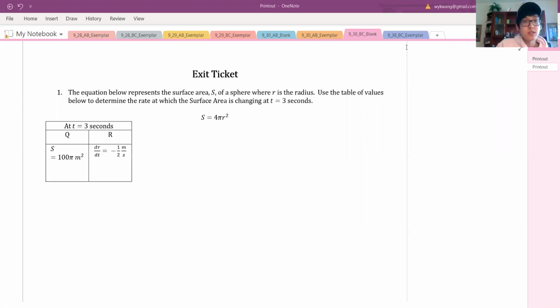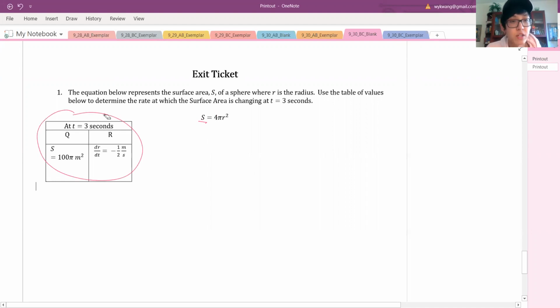So the first question is a related rates problem. It says the equation below represents the surface area S of a sphere, where R is the radius. This will give us the surface area of a sphere. And it says use the table of values below to determine the rate at which the surface area is changing at t equals 3 seconds.